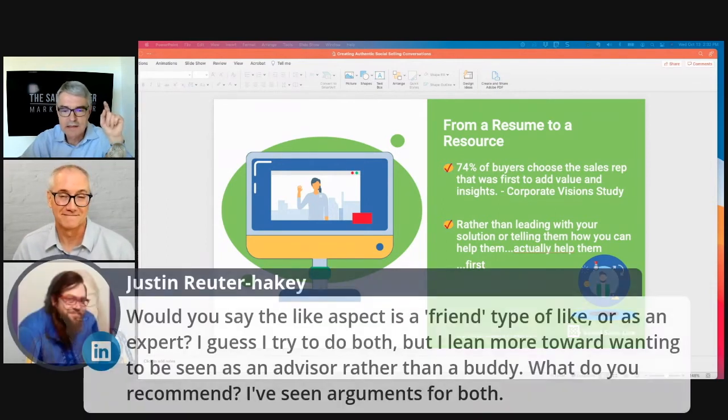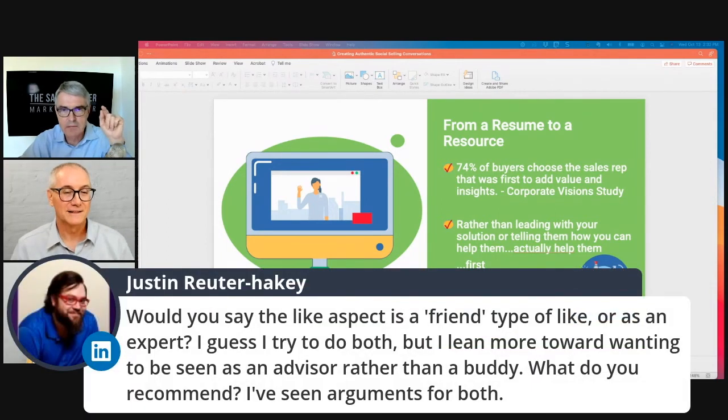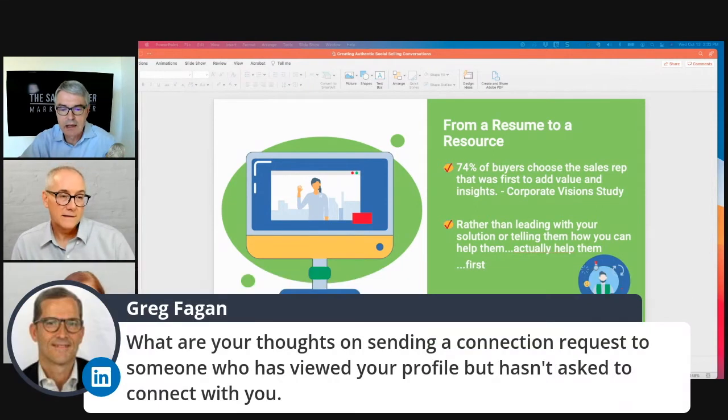And you know what? That's echoed right here by this comment from Justin. He'd rather be seen as an advisor to somebody on LinkedIn. And I agree with you, Justin. This is what really moving to become a resource is all about. So spot on. Hey, Greg.